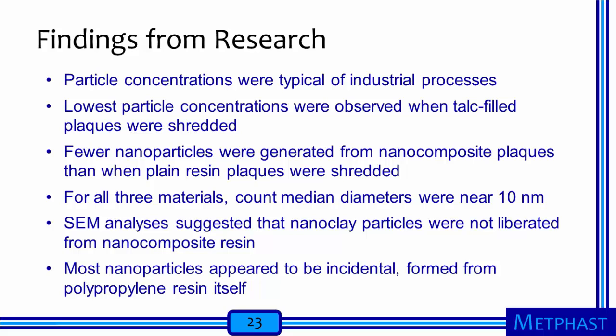To summarize, our findings indicate that the particle concentrations we measured were typical of the levels of particles found in many industrial settings. The lowest particle concentrations we measured were when the conventional talc-filled polypropylene resin plaques were shredded. We observe fewer nanoparticles being generated from the nanocomposite test plaques than when the plain polypropylene resin plaques were shredded. For all three materials, the count median diameters of the particles generated during shredding were about 10 nanometers in diameter.